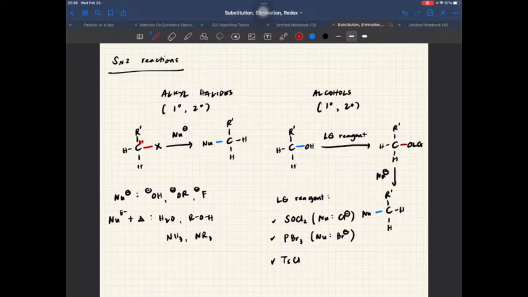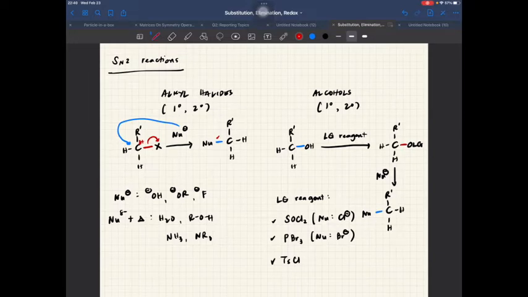So the nucleophile will attack from the back of the molecule. It's what we call backside attack. And as the nucleophile draws itself nearer to the electrophilic carbon, the polarizable bond between the carbon and the halogen will eventually break, and the non-polarizable bond between carbon and the nucleophile will be formed, forming the final product.